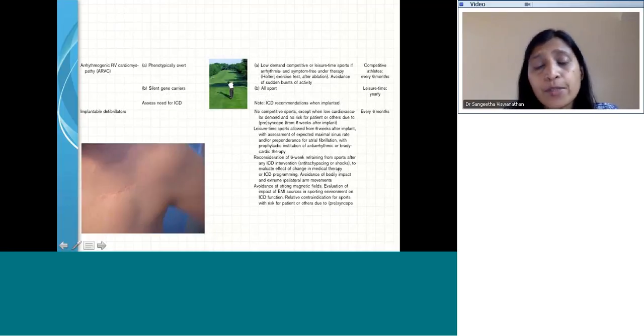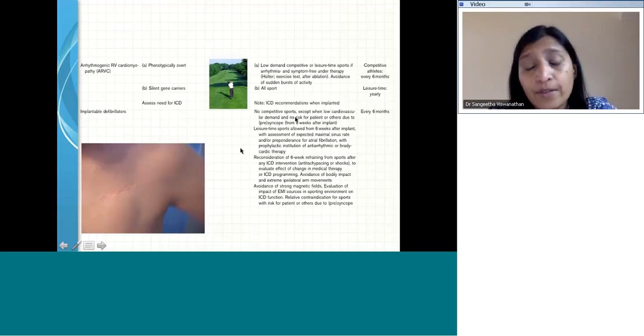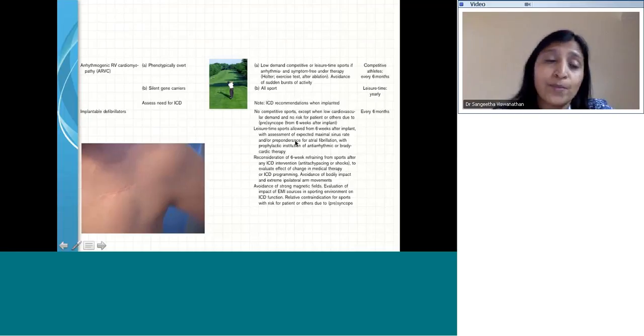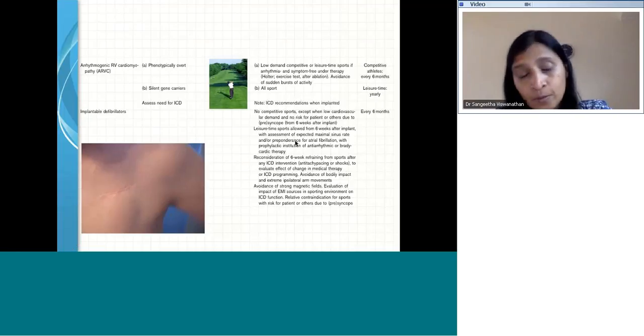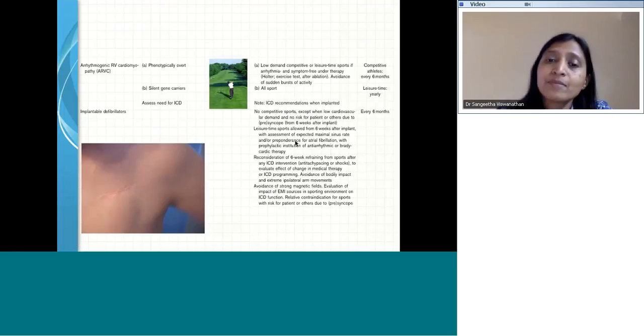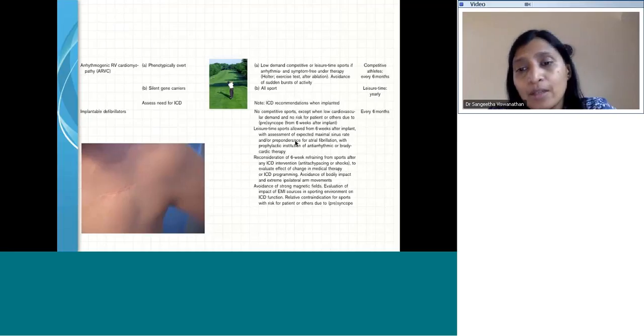So what about patients with implantable defibrillators? Essentially, they are not allowed any competitive sports, except if it's a very low cardiovascular demand. So perhaps if it's like billiards or golf or something like that, they can play it at a competitive level. Things like golf, however, they have to be careful because there are leads that could get crushed or displaced. So any activity that involves a lot of arm swinging should also be curtailed.